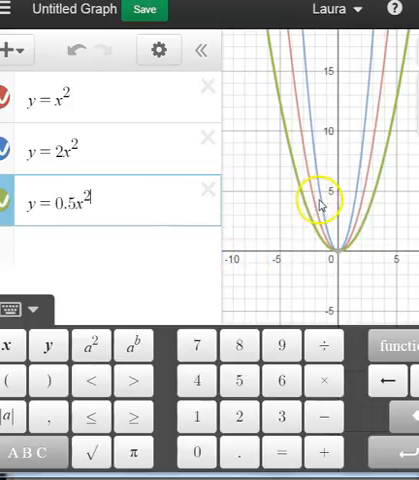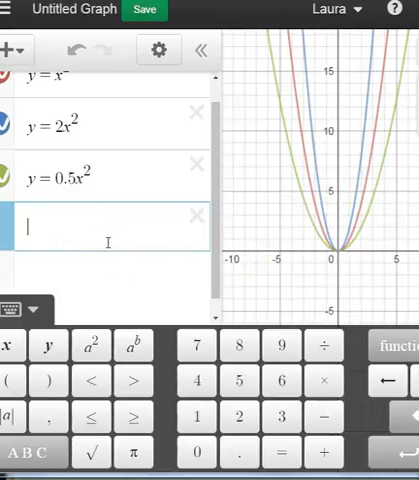So the red one is the parent function, red for Tritons, right? The red is original, and then I multiplied the 2 in front, and I got the blue one, so it's inside of the red one. It stretched it out, and then I did a 0.5. 0.5 is smaller than 2, and that made it fatter. Okay, so that's something to think about.